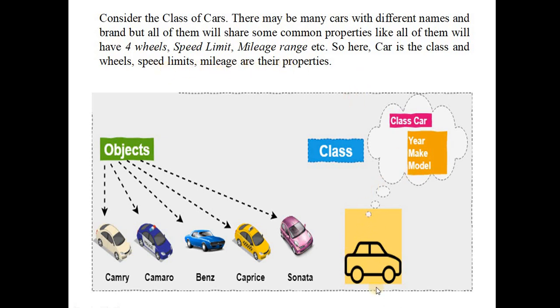Here we can see that car is a class, and we can create a number of objects of that class car, and these objects have some properties like the color of the car. Each and every car has a different color, also four wheels. The mileage of these cars is different. Here car is a class and the different object names are Sonata, Caprice, Benz, etc.